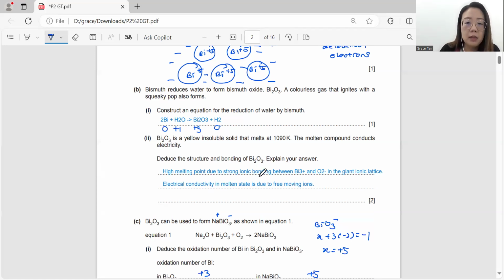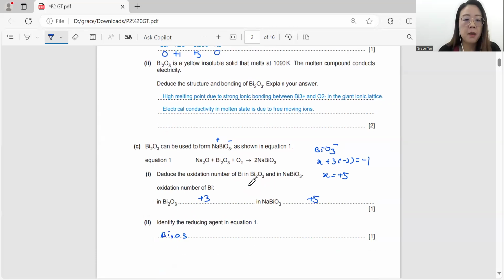Second, molten conducts electricity. Electrical conductivity in the molten state is due to free moving ions. If this were a metal, it would be due to free moving electrons. So make sure you use the correct term. Free moving ions is for ionic compounds. Free moving electrons is for metallic compounds.